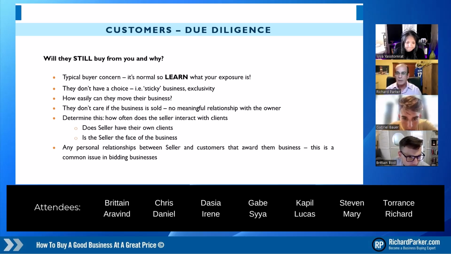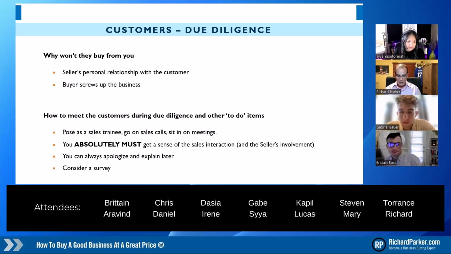And as smart and as nice as everybody is on this call, don't blow up your own tires. Some of these customers just may not buy because the owner has changed. And be aware of it. If there's any personal relationships between the seller and customers that are more than the business, this is a common issue, again, in bidding businesses. Okay, now we'll go into the third part, which is why won't they buy from you? Again, it's either the seller's personal relationship or you screw up the business. That's pretty much it. And you screw up the business where it's certainly not the seller's fault.